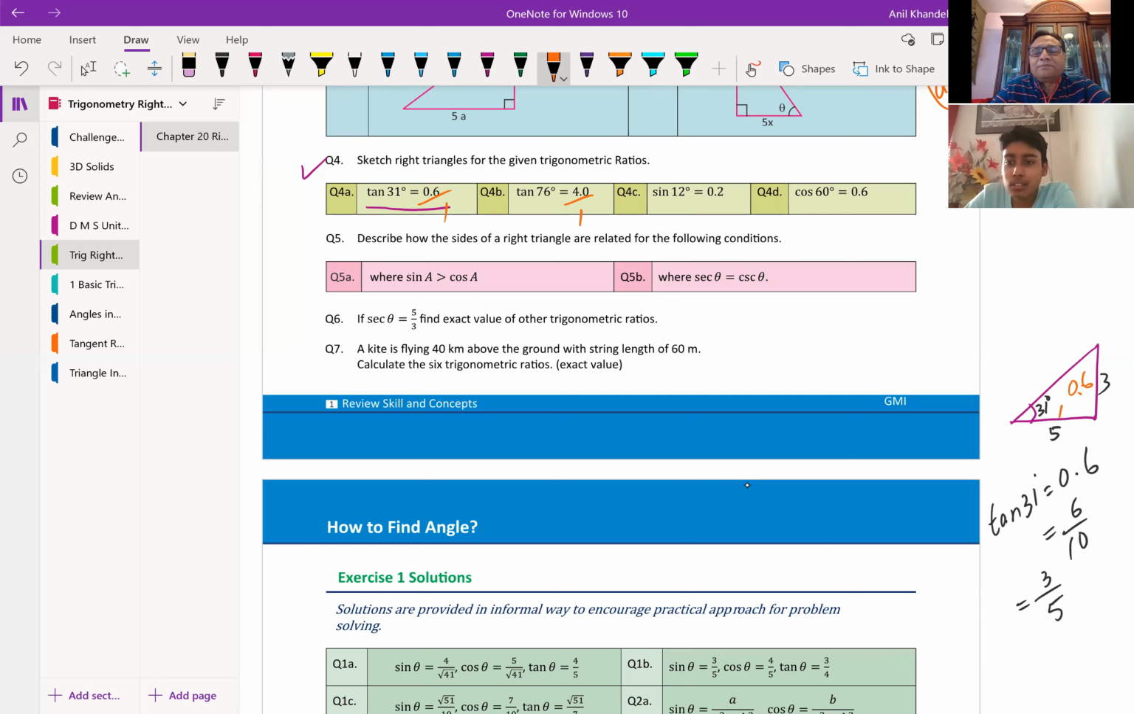Yes, sir. Right. Now, we have this particular question which says secant theta is cosecant theta. When is it possible? No, secant theta is equal to cosecant theta when? So 1 over cos theta is equal to 1 over sin theta. Is that clear to you? Yes, sir. Let's cross multiply.